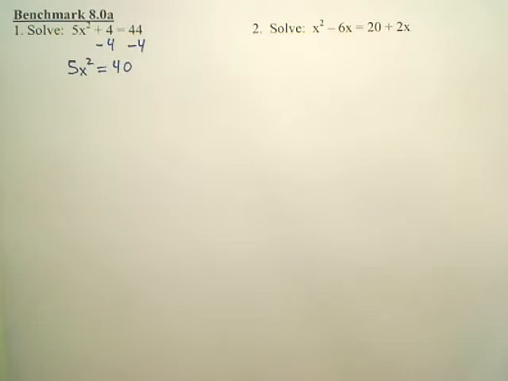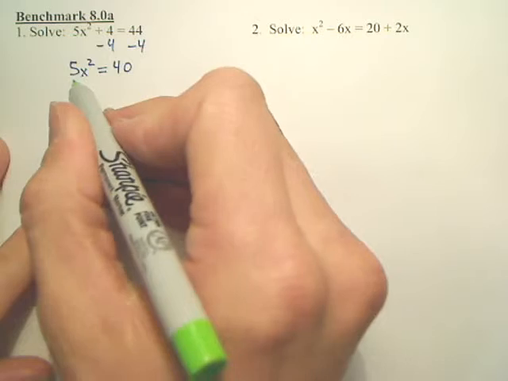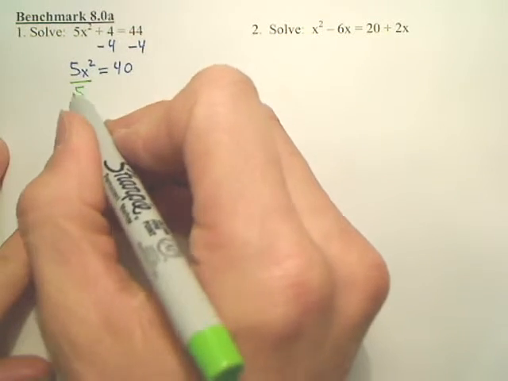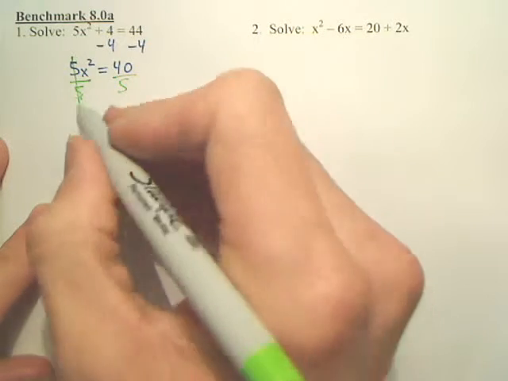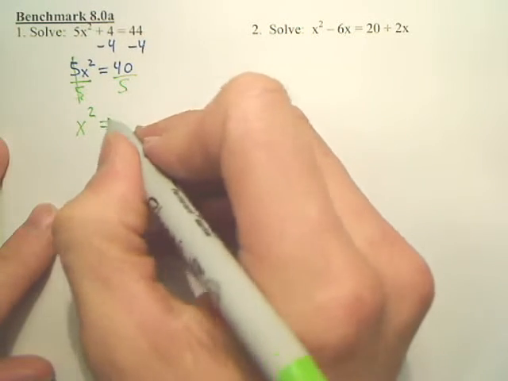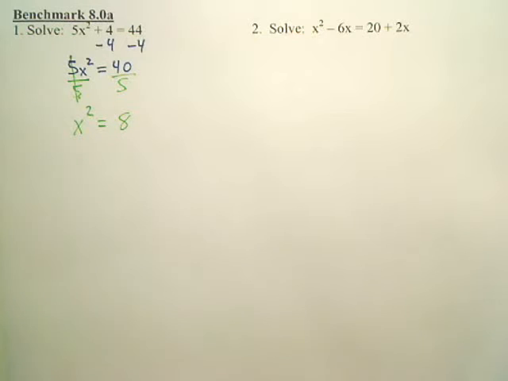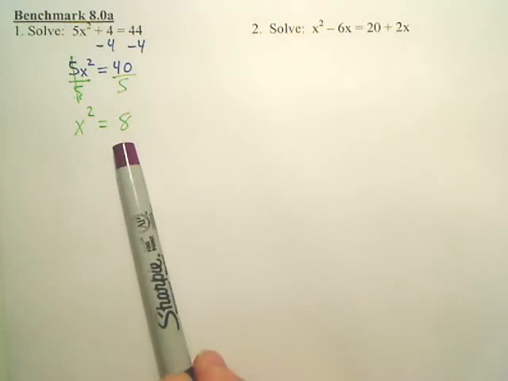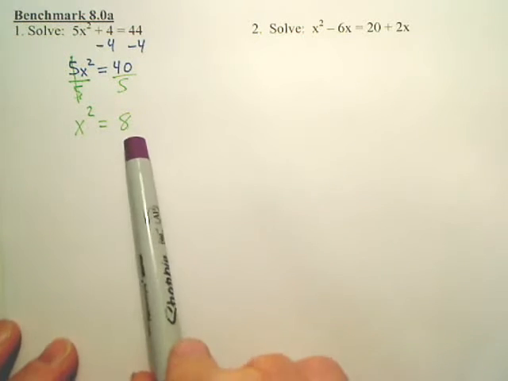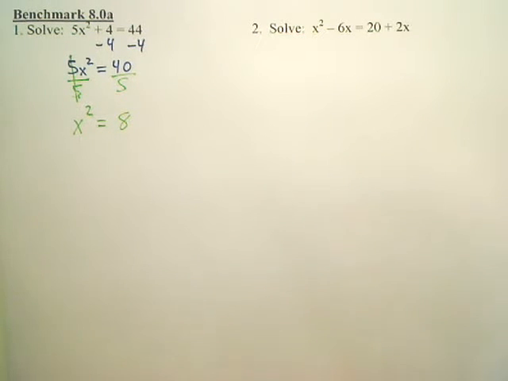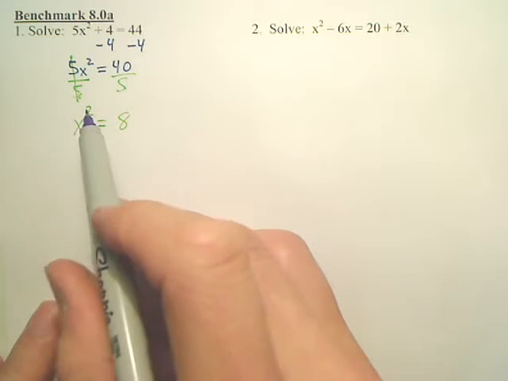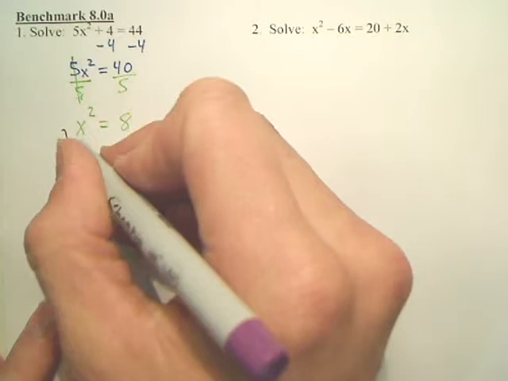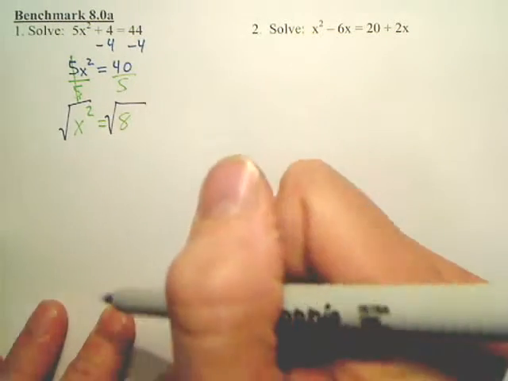Okay. Now, to get the x squared completely by itself, you now have to divide the 5 off. If you divide both sides by 5, you get x squared equals 8. Now, 8 is not a perfect square. You can't just look at that and go, oh, that's blank, because you don't know what squared gives you 8. It's not perfect. But how do you get rid of a square? You square root. It's the opposite of squaring. So from here, we're going to square root both sides.